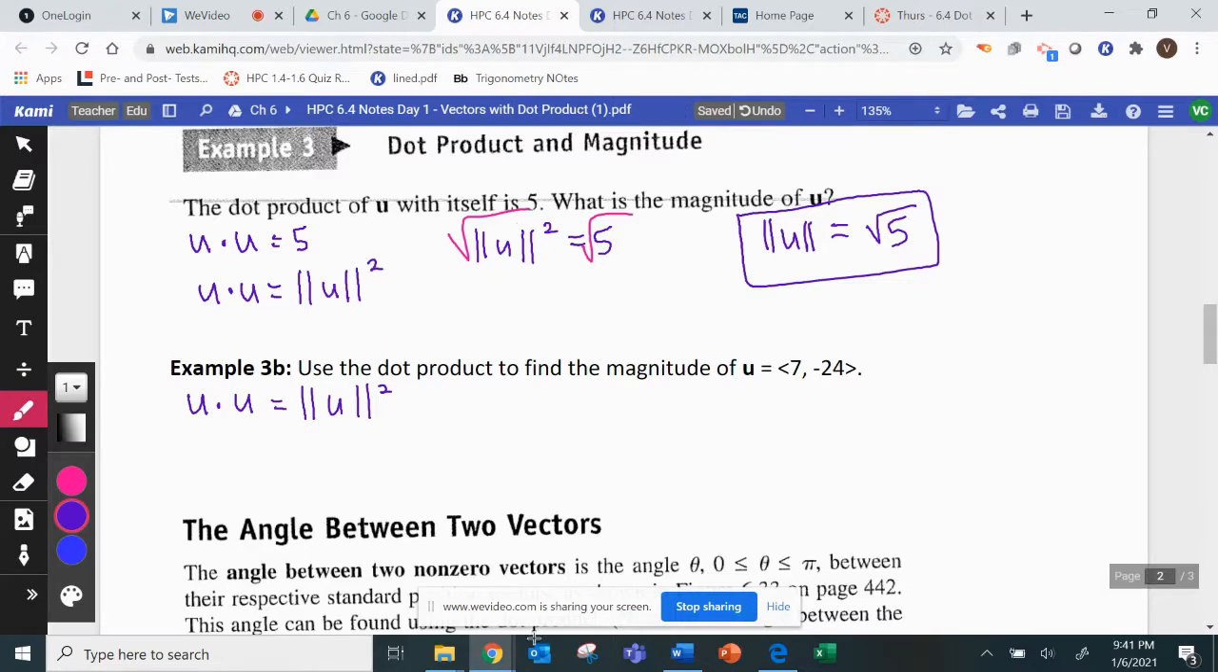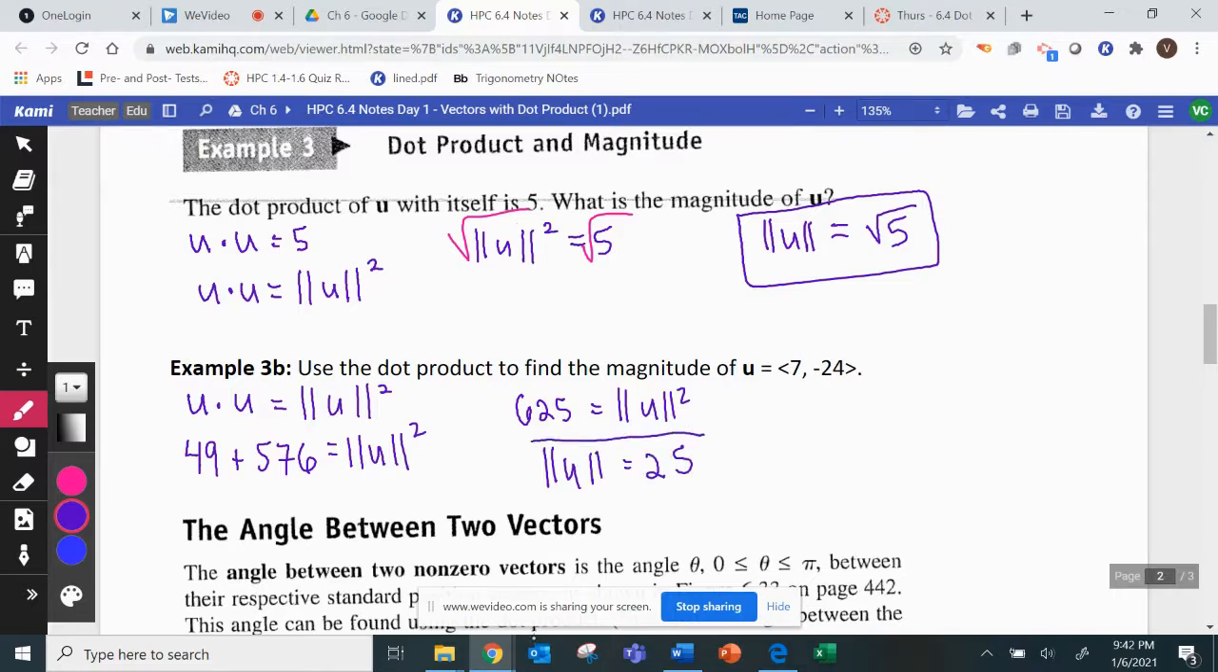That's going to give me 49 plus 576, and when I add that together, I get 625. And once we square root both sides, we get the magnitude is 25. So that's just an alternate way of finding the magnitude using the dot product instead of doing it the way that we learned in the first section.